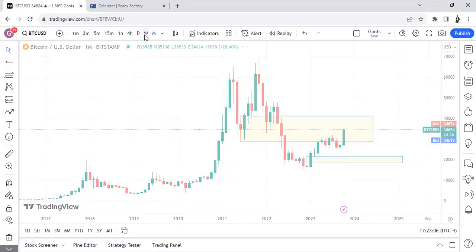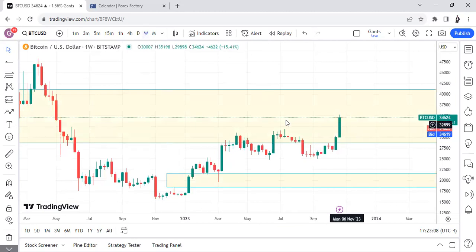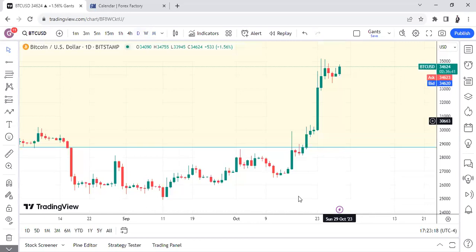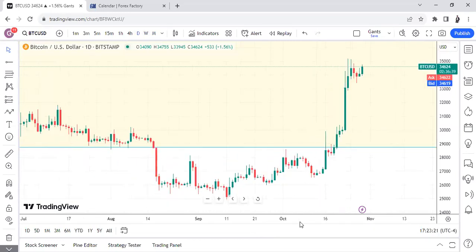So I want to be careful while trading this asset class. If you're buying, you can buy, but once it gets to this point, please take your profit and leave this market, because a reversal is on the way. Okay, so that's about that.